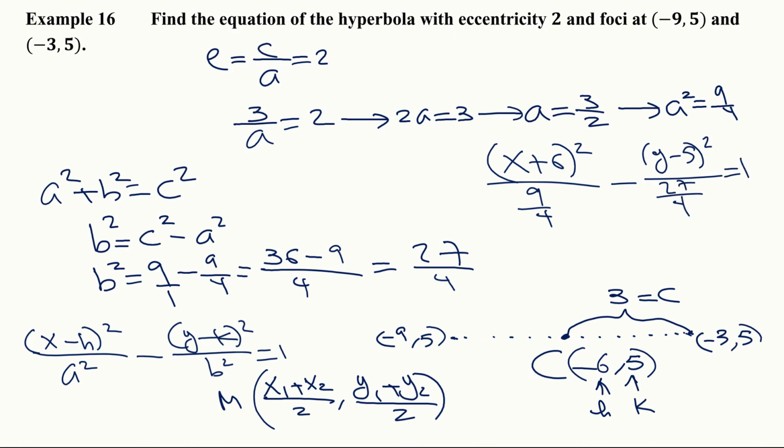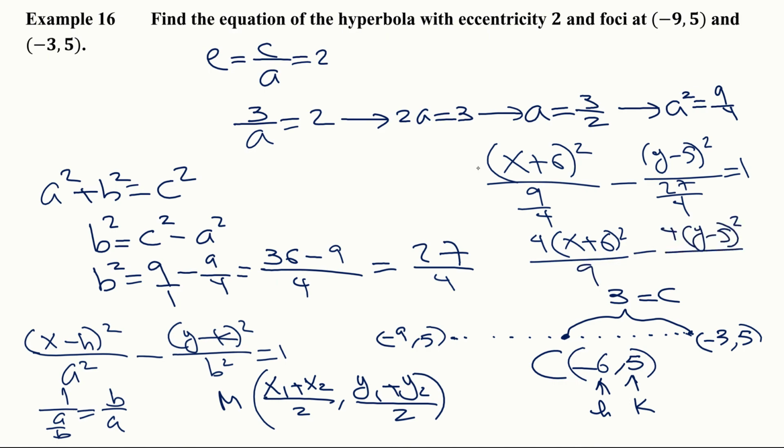equals 1. Now if we want to get it out of this fraction in the denominator kind of situation, we can just go ahead and move the denominators up, right, using the technique that we know. Remember, 1 over a over b is b over a. So we get 4 times quantity x plus 6 squared over 9 minus 4 times quantity y minus 5 squared over 27 equals 1. And that is how we would find an equation of such a hyperbola.